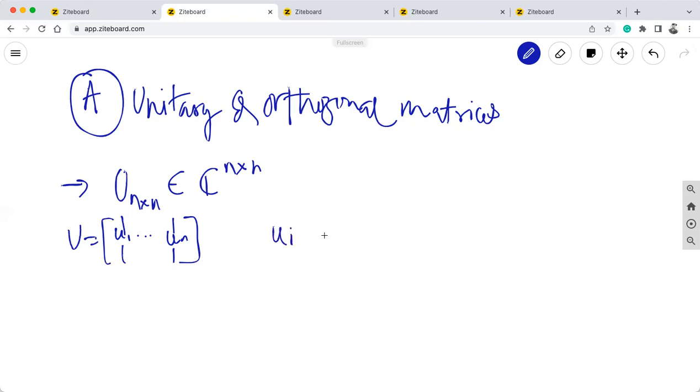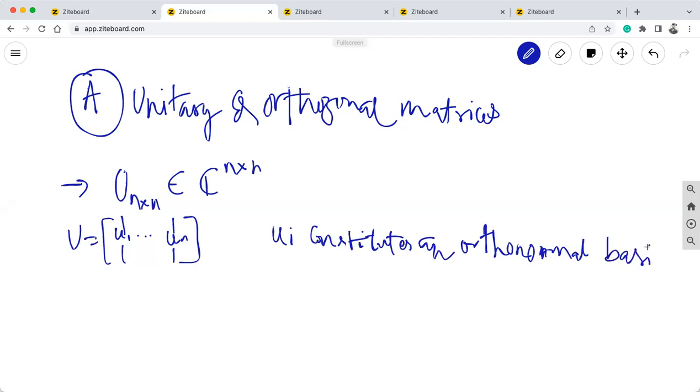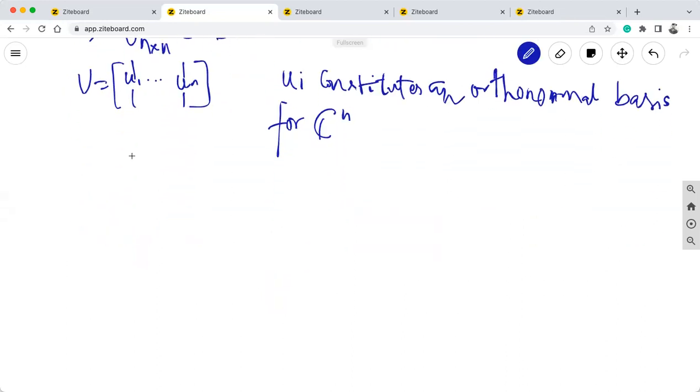So all the Ui's constitute an orthonormal basis for C^N. So we defined orthonormal sets, right?